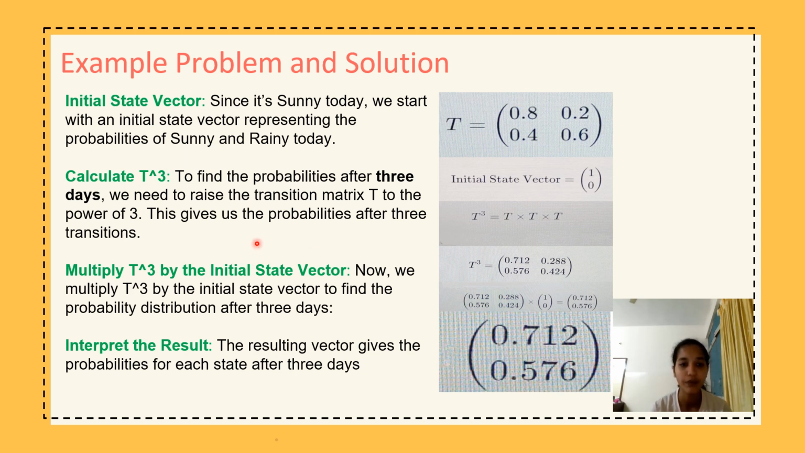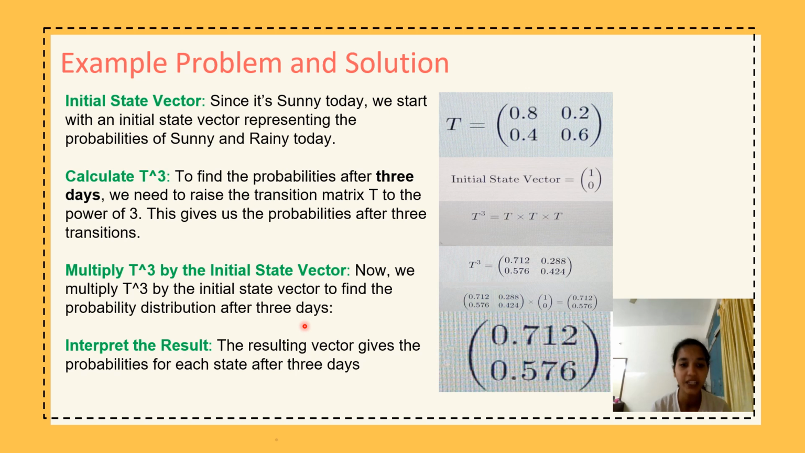Calculate T cube. To find the probabilities after 3 days, we need to raise the transition matrix T to the power of 3. This gives us the probability after 3 transitions. T cube is equal to T into T into T. We have to find T cube. T cube is equal to matrix 0.712, 0.288, 0.576, 0.424.